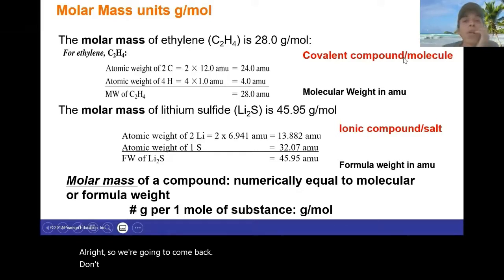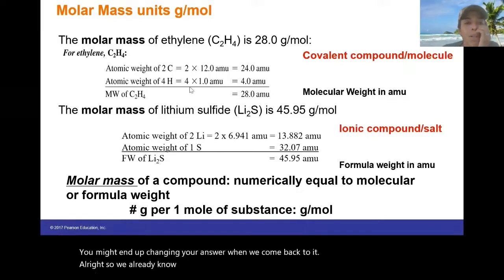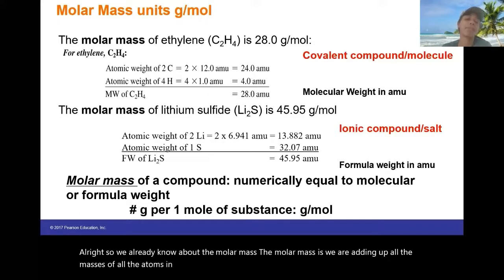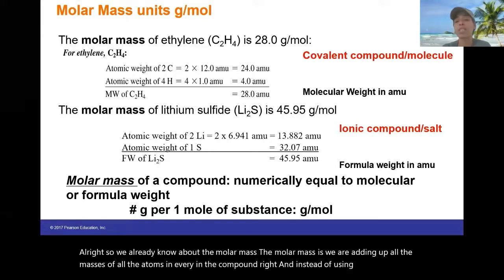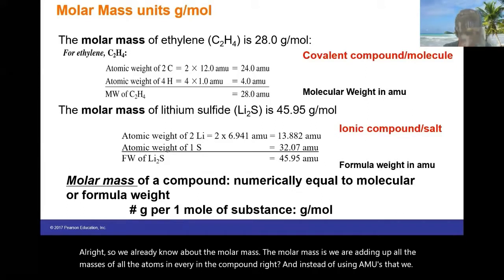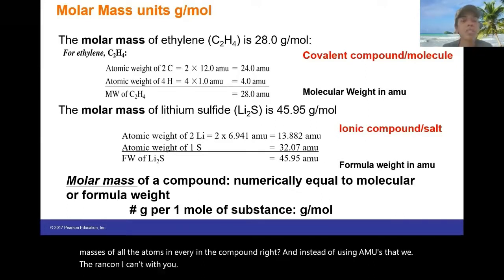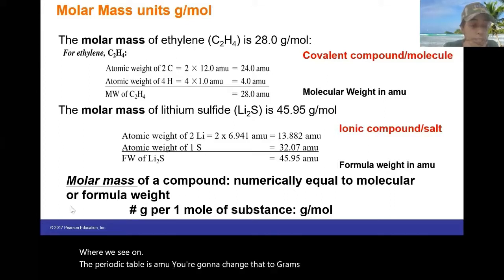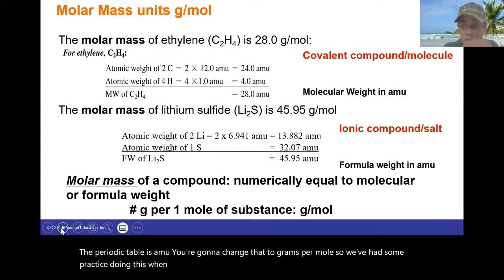All right, so we already know about the molar mass. The molar mass is adding up all the masses of all the atoms in the compound. And instead of using the AMUs that we see on the periodic table, you're going to change that to grams per mole. So we've had some practice doing this when we were looking at unit 6 with solutions.